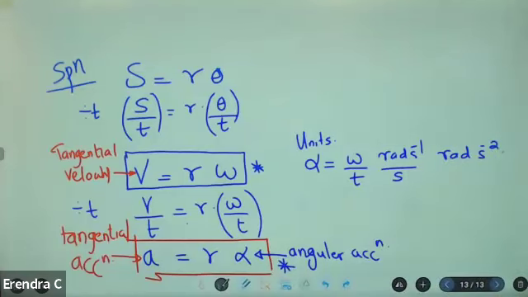Write down S equals R theta, divide both sides by time. V equals R omega, tangential velocity. Then divide both sides by time. a equals R alpha.